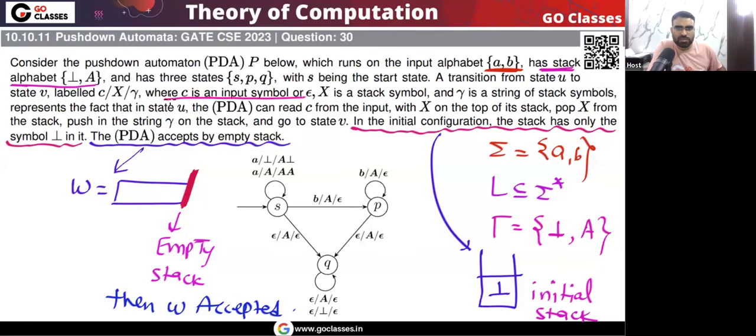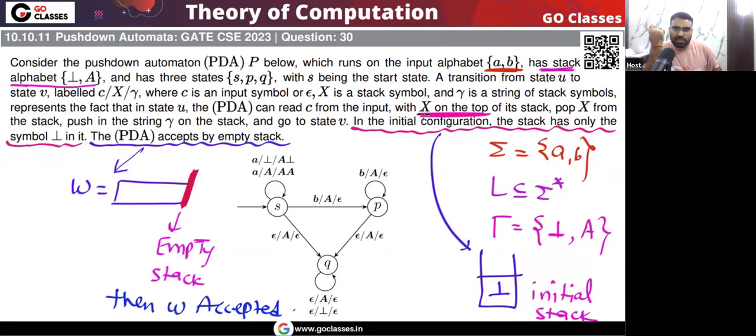Here, C is the input symbol, remember. C is your input string symbol, or it can be epsilon. Basically, either C is an input string symbol or it is a null move, meaning without reading any input symbol, you can make a move. What is X? X is a stack symbol. What is gamma? Gamma is a string of stack symbols. This is representing the fact that in state U, the PDA can read this symbol C from the input string and this X on the top of the stack.